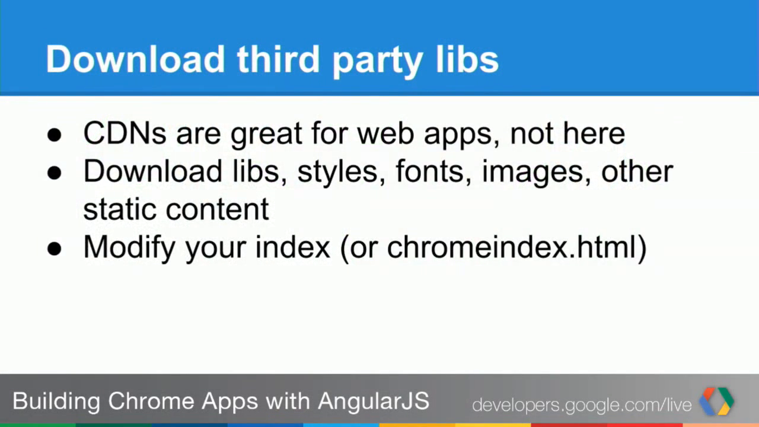So the second thing that I talked about, the external resources. The first thing you're going to look at is what third-party libraries you bring in that you might reference from a CDN or something. These you can't bring into your app directly, so you're going to have to download these libraries or any kind of styles or fonts, images, any other static content, and have it hosted straight from your app. And so you're going to have to modify your index file, obviously, because that's where all these things get referenced.